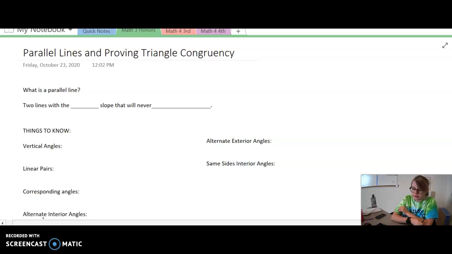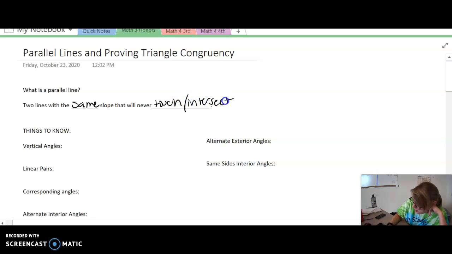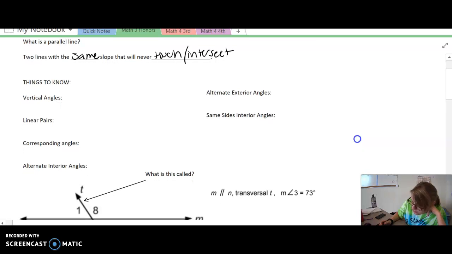So what is a parallel line? This is something from long ago. It's two lines with the same slope that will never touch or intersect. Alright, so that's a parallel line.